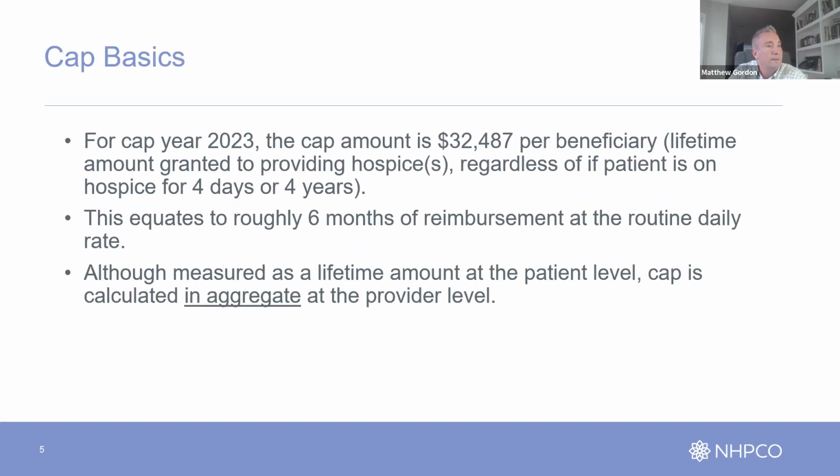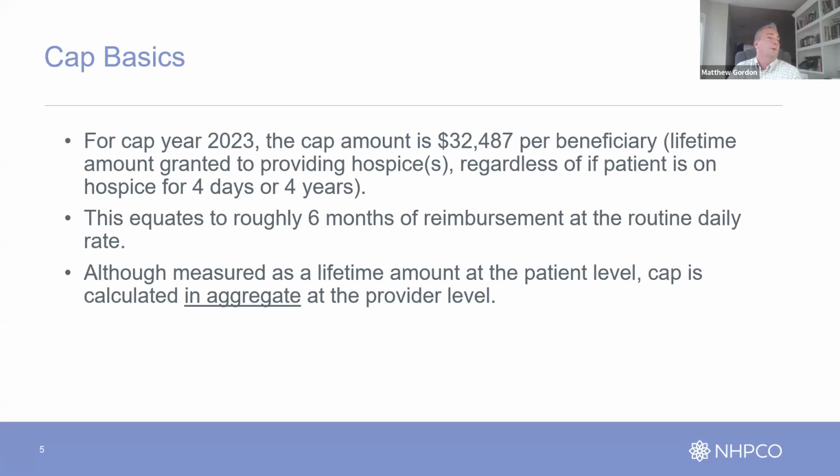All right, next slide. So for this CAP year, 2023, the CAP amount per beneficiary is $32,000. That number goes up every year by 2 or 3%. This year, it's the $32,000. That's a lifetime CAP credit per patient. Doesn't matter if the patient's on service for a day or a number of years. That's all your hospice and any other hospice is ever going to get in credit for that patient. So that equals, in rough terms, about 6 months of reimbursement, if you do the math there.